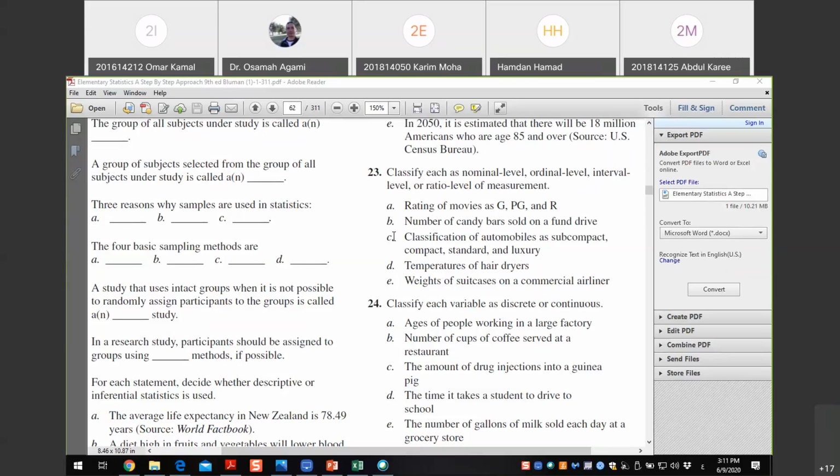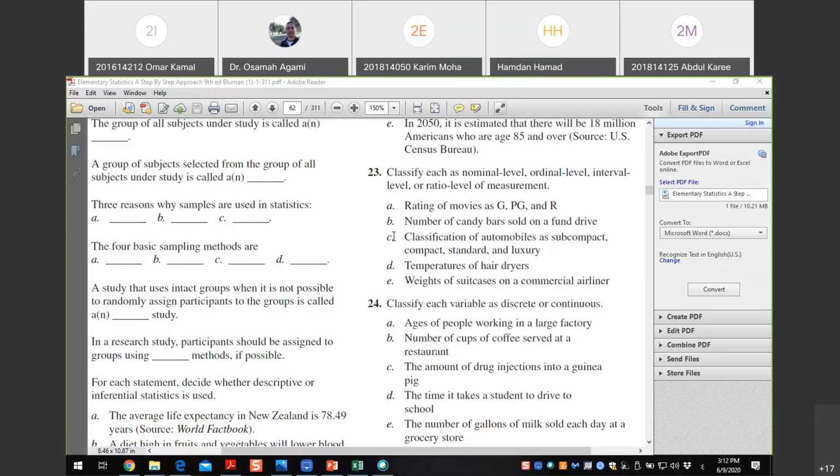Okay, D, Omar. Temperature of hair dryers. Interval level. Why is it interval, Omar? Because 0 is something. Yes. Sure. Excellent. E, Omar, the last one. Weight of suitcases on commercial airliner. I think it will be ratio level. Yes, excellent. Thank you very much.